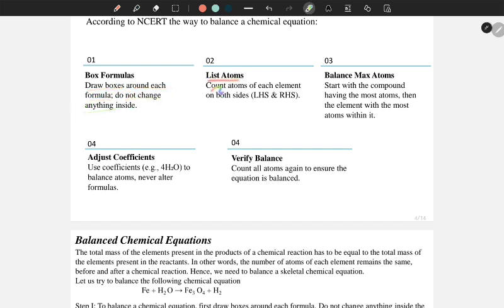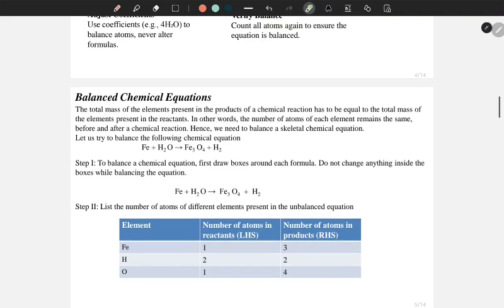Next, list atoms. Count atoms of each element on both sides, left hand side and right hand side. Okay. Then balance maximum atoms. Start with the compound having the most atoms, then the element with the most atoms within it. Okay. Now, let's get into this. So I'm taking an example here. Iron plus water will give ferric oxide plus hydrogen gas.